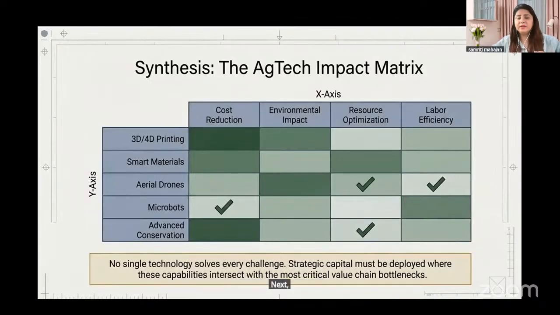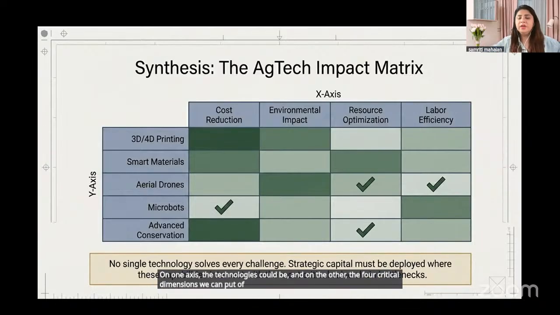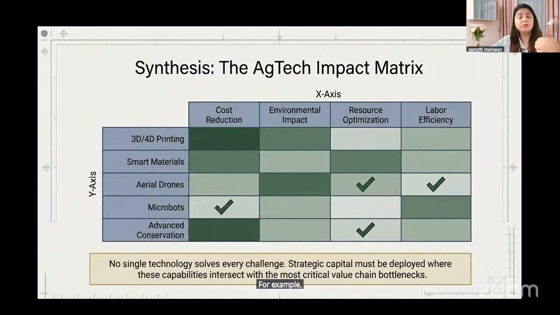Next, the synthesis. Now, the agritech impact metrics we discussed. Now we have already covered the 5 technology domains. The question every strategist in this room should be asking is, where do I place my attention and resources? So my dear friends, this matrix answers the question that on one axis, the technologies, and on the other, the 4 critical dimensions of agricultural value chain impact. For example, the cost reduction, the environmental impact, the resource optimization, and even the labor efficiency.